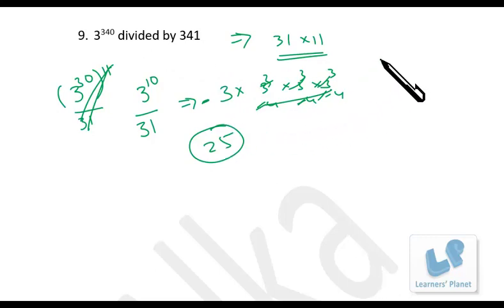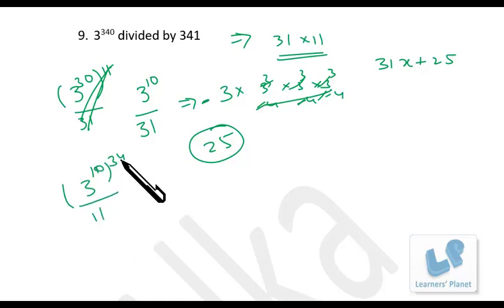That means it is in 31x plus 25 format. From 11, further, 3 raised to 10 and 34 divided by 11, the remainder is 1. This is 340 completely, and 3 raised to 10 divided by 11, the remainder will be 1 according to Fermat's theorem. So 1 raised to 34, the final remainder is 1. So it is in 11y plus 1 format.